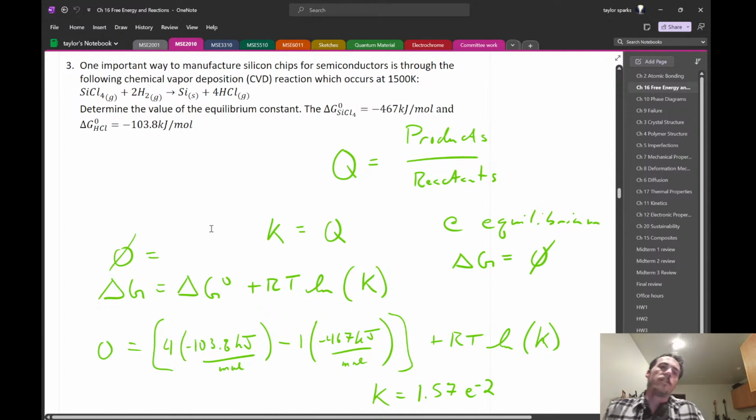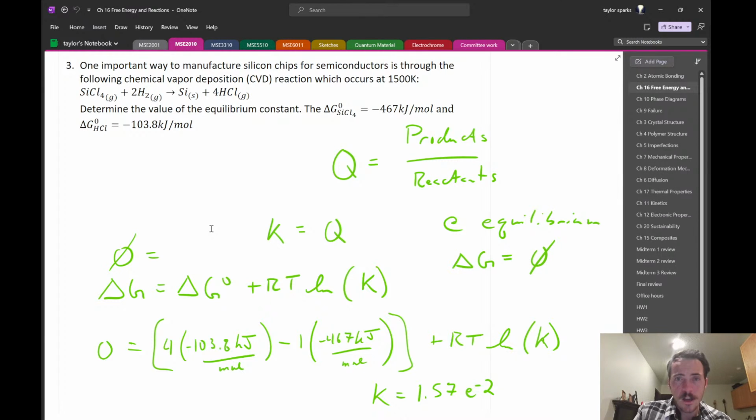It said an important way that you can manufacture silicon chips for semiconductors is through chemical vapor deposition, CVD, which happens at this high temperature, 1500 Kelvin, where in that reaction you have the following. You have silane, which is silicon chloride gas, reacting with hydrogen gas to form silicon, which is now a solid, and hydrogen chloride, so hydrochloric acid coming off as a gas. Pretty gnarly reaction, but you see that the reactants and products are all gaseous, except for silicon. So technically this should allow you to grow nice pure silicon, if you can control the purity of your gases coming in. So it says, determine the value of the equilibrium constant.